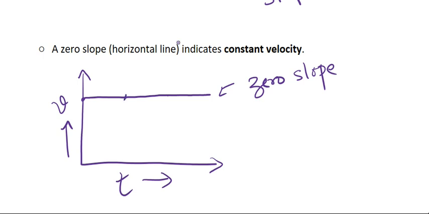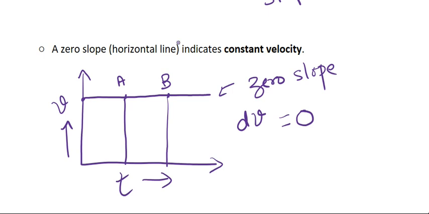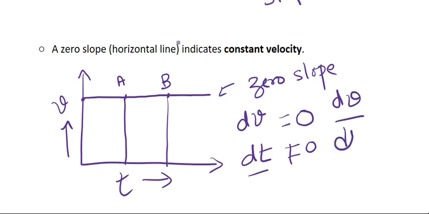Let us take any 2 points on the graph. It is a horizontal line along the velocity axis, with corresponding vertical lines. So corresponding to these points A and B, the change in velocity is 0 because they both correspond to the same velocity. So the change in velocity is 0, but there is some non-zero value of the time interval. It is not equal to 0. That means the slope dv by dt is 0.